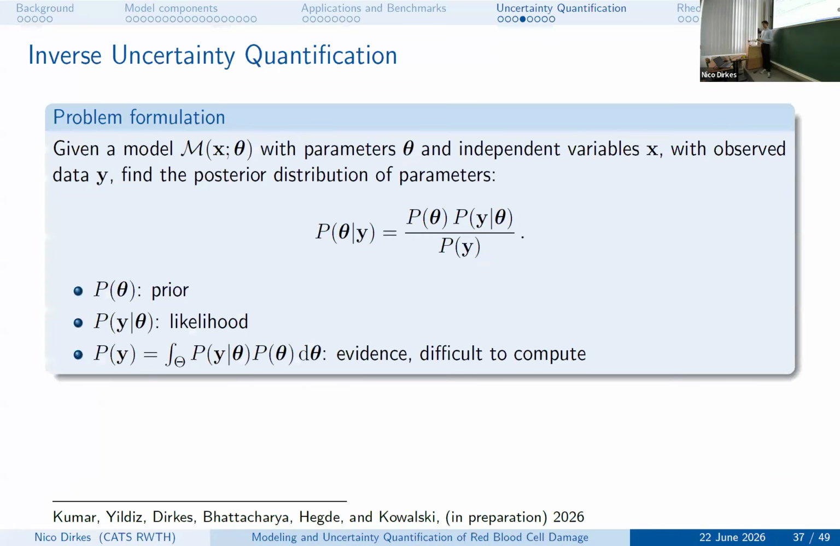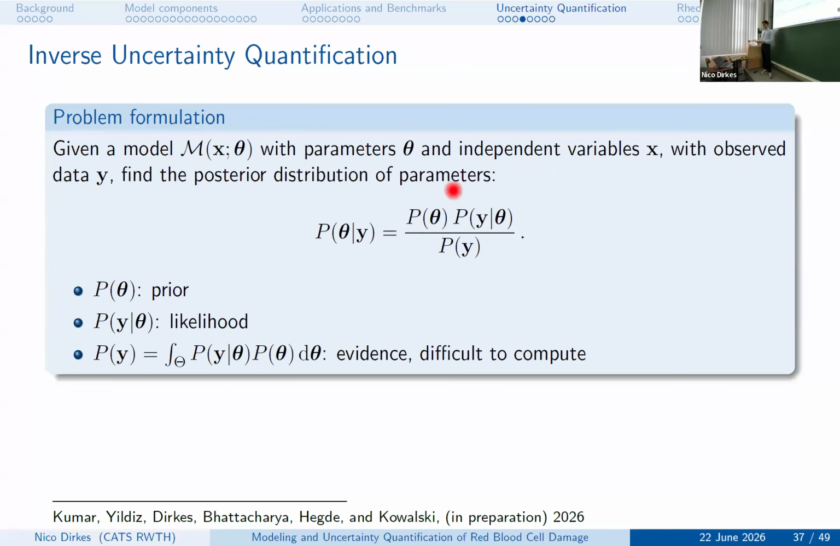So how do we do this? This is the mathematical problem formulation. We have some model M, which is in this case the power law model, which depends on these parameters theta and independent variables X, and we have data Y. We now want to find the probability that we have the true parameters theta, given that we have these observations Y. And this is just the Bayes theorem that I wrote down here.